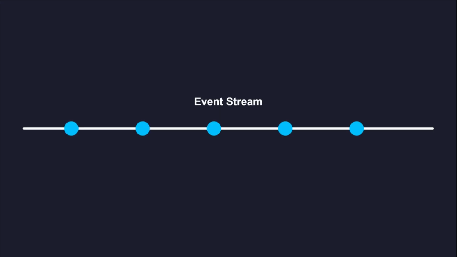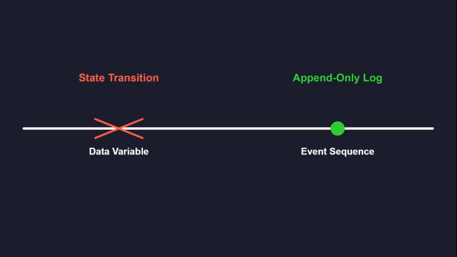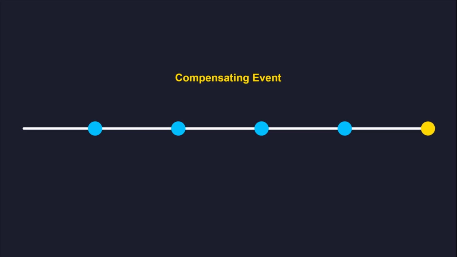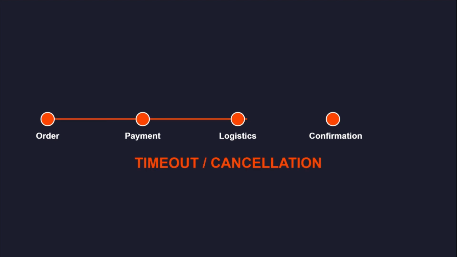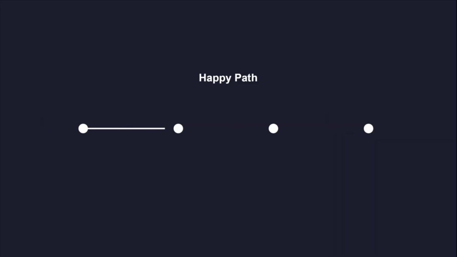Event sourcing fits perfectly with Sagas. Instead of updating state, you append events. Compensation simply means appending a new compensating event to the stream. Some Sagas last days, like a physical shipment. Your design must account for timeouts and business-level cancellations that occur long after the first step.